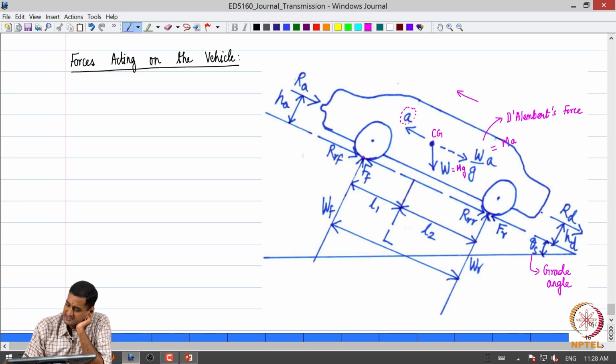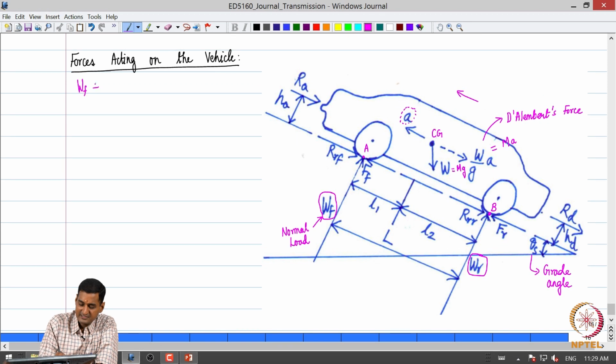Let us say the points of contact at the front and the rear tire road interface are denoted by A and B respectively, and WF and WR indicate the normal loads at the front and the rear respectively. So WF and WR are the normal loads at the front and the rear, and obviously WF plus WR should be equal to W. So that is the net weight.